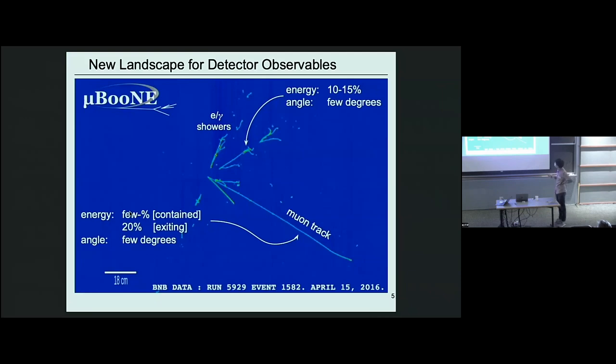So what matters here is how well we can measure all these things that are happening in the interaction. To give a sense, our electromagnetic showers, we measure their energy to 10–15% resolution with few degree angular resolution. Our muons, we measure their energy through range, which gives us few percent energy resolution. When they're exiting, we can use other techniques, which give us order 20% resolution. About half of the muons in MicroBooNE exit the detector. So half of our data set is contained with few percent resolution, half of it is exiting. And here too, we have a few degree angular resolution on the muon.